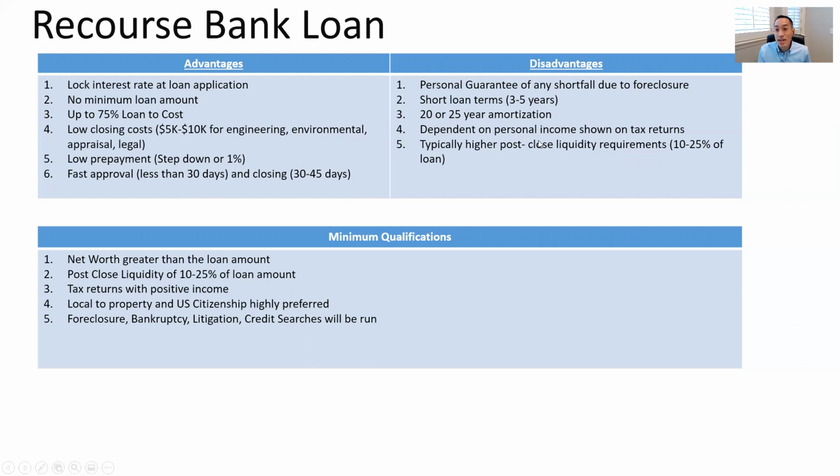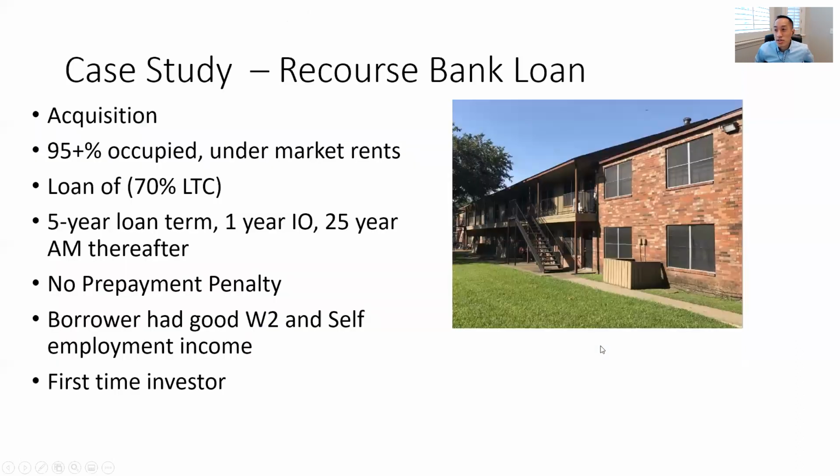And then you have to actually show personal income on your tax return. So if you do not have a job, it is going to be very difficult to qualify for a recourse bank loan. They want you to have typically 10 to 25% post-close liquidity, compared to Fannie and Freddie, which is usually about 10%. So, U.S. citizenship, they're going to run all the standard checks on you, but these are the advantages and disadvantages on the recourse bank side.